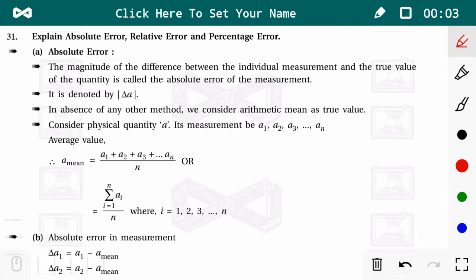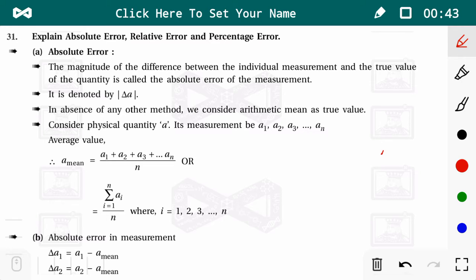Hello friends, last time we have already learned about errors, and you all know the definition of error. Error is nothing but a mistaken measurement by the instrument due to some kinds of problems, human or instrumental. So this is said to be an error. Here we have to learn about three kinds of errors: absolute errors, relative errors and percentage errors.